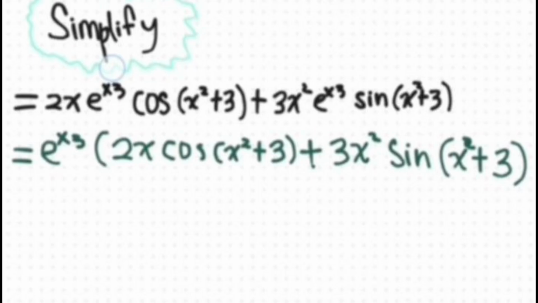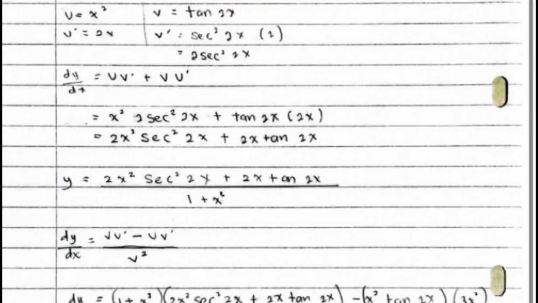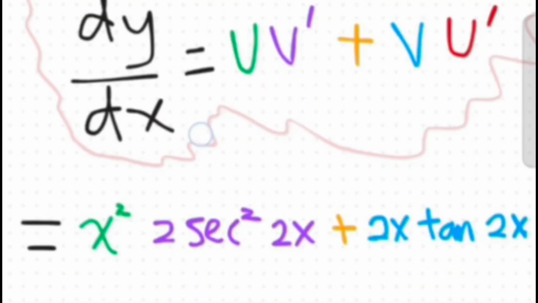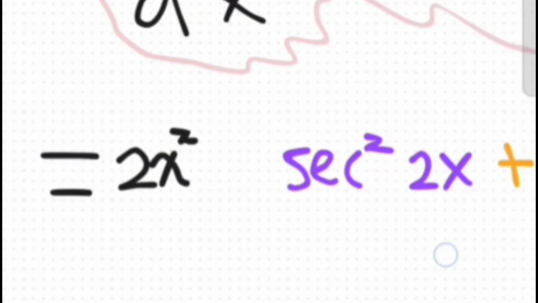Next, for b, y equals x squared tan 2x over 1 plus x cubed. In this question, we need to use the quotient rule. However, we need to differentiate x squared tan 2x first separately. So we will apply the product rule. u equals p and v equals q. So to simplify, we bring 2 to the front, and then we will write 2x squared.